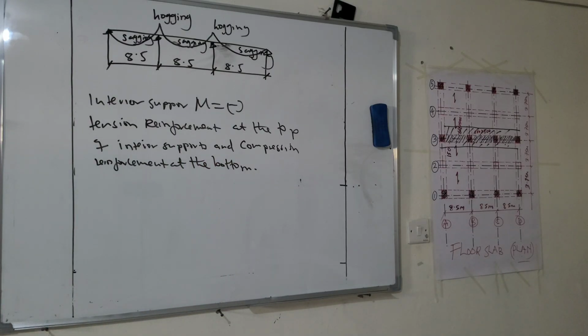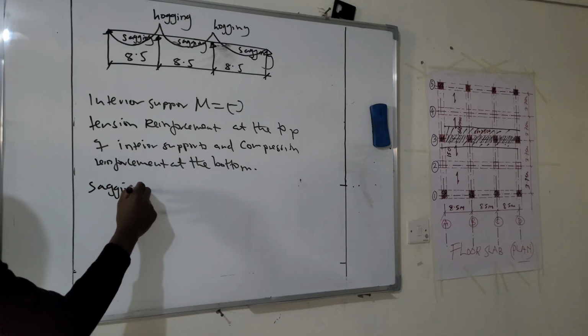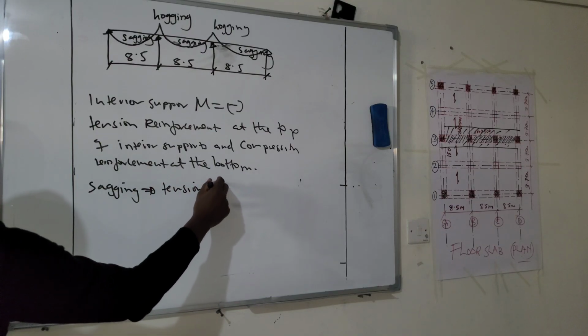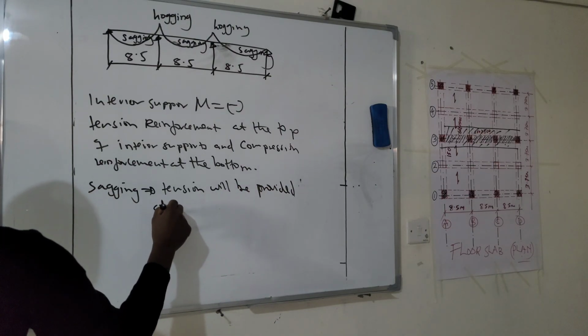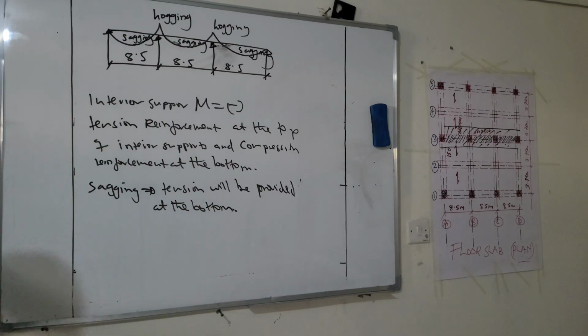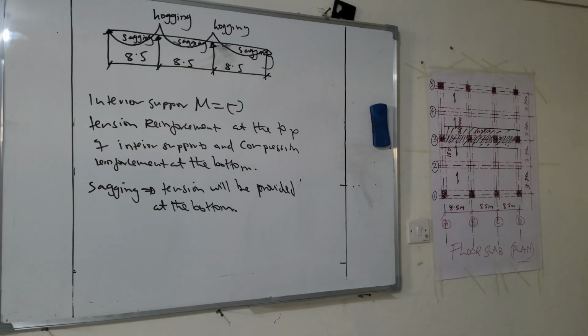And where the beam is sagging, here the tension will be provided at the bottom and compression at the top. So that is the opposite. So that's why we have negative moment at interior support of this T beam. So let's continue.